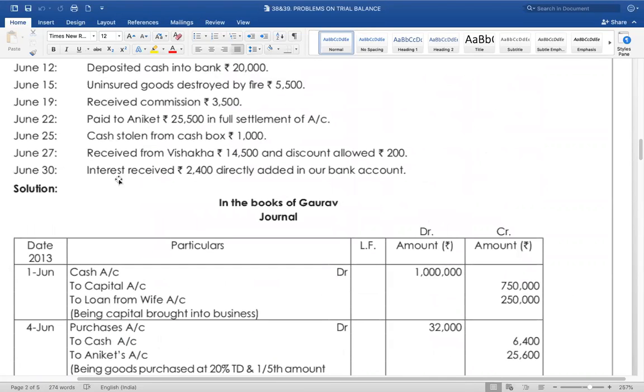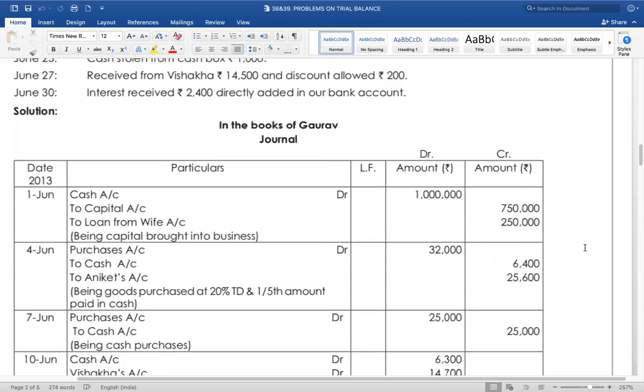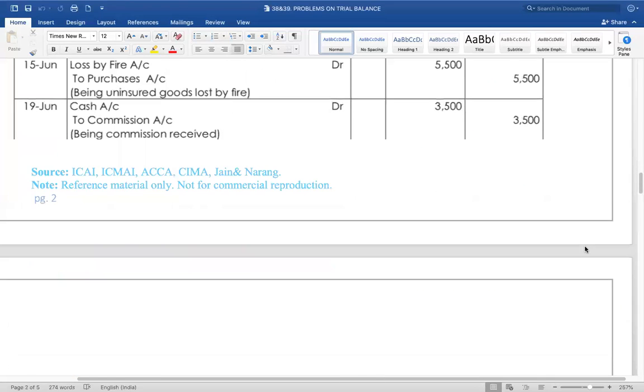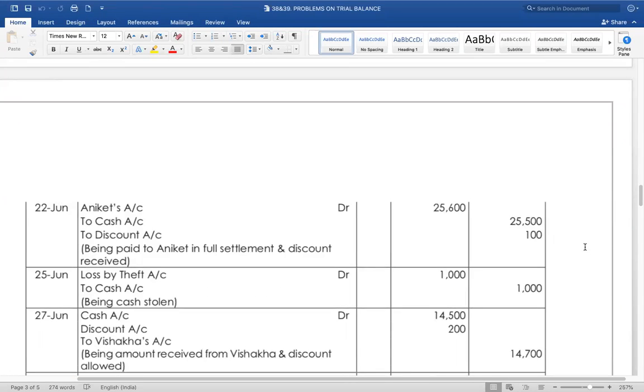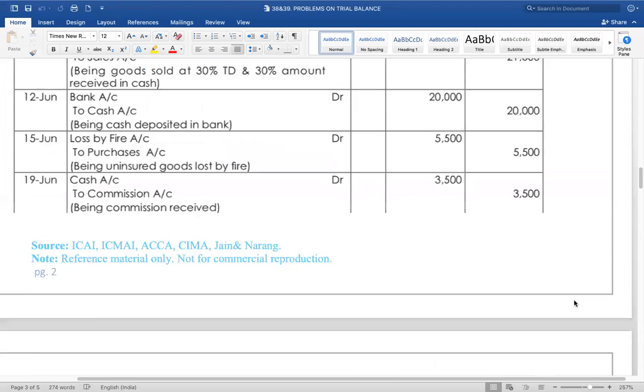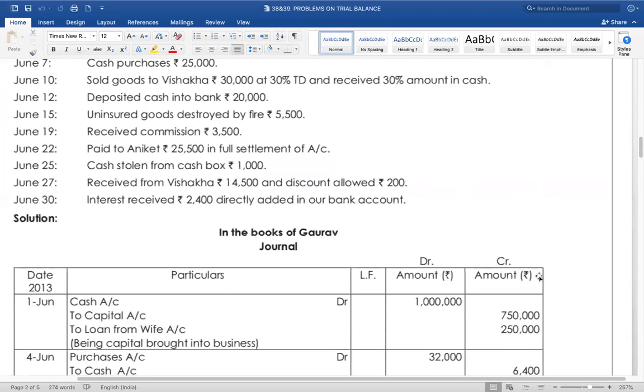Next is cash stolen from cash box. What is this? This is a loss. On the 25th, cash stolen. This is loss by theft, 1,000 to cash account. Cash is going out. We don't know who took it. It's theft, so theft to cash.